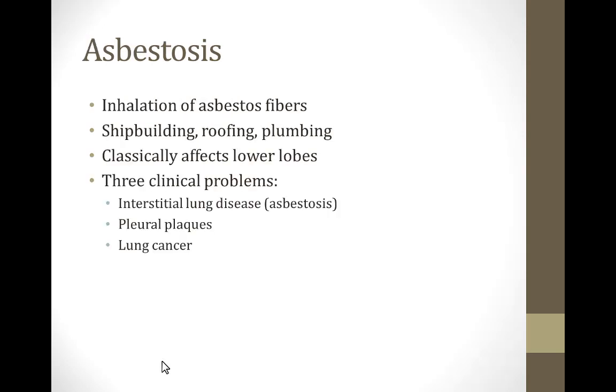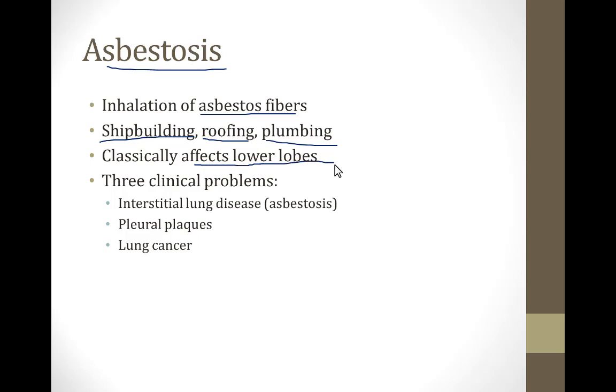Final occupational lung disease we'll talk about is asbestosis, and this happens when workers inhale asbestos fibers. So asbestos is used for insulation. It's very strong, it's fire resistant, so you usually won't see it. It's found inside the walls of structures. So you'll find it inside the walls of ships, under roofs, and surrounding pipes in plumbing. Workers who inhale asbestos fibers and get asbestosis classically have problems in their lower lobes.